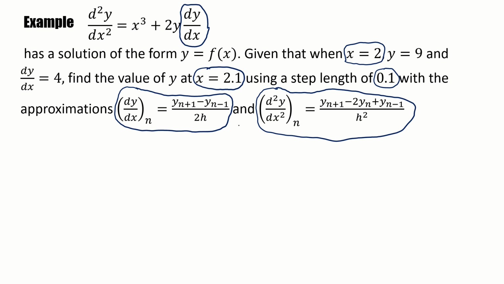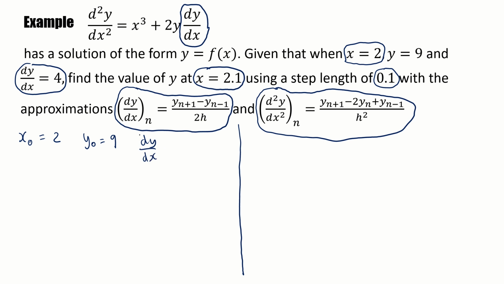Let's take a look. Splitting the page in half so we've got more room to do stuff, the first thing to point out is that we have effectively been given in the question x0, y0, so that's x0 is 2, y0 is 9, but also interestingly we've also been given dy/dx at 0, because that's the value of dy/dx at that x and y coordinate.